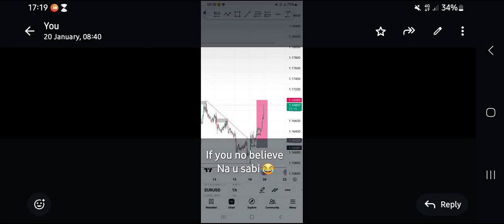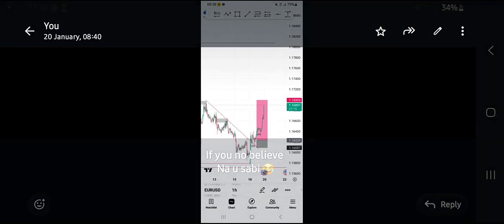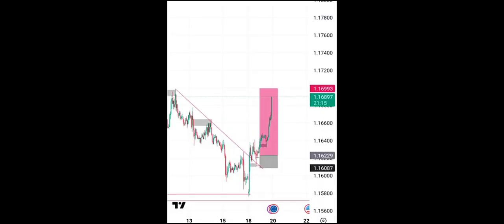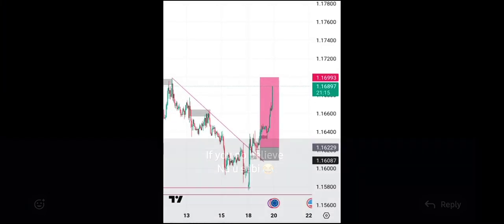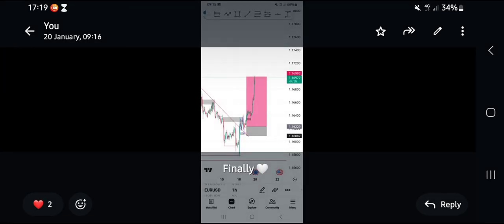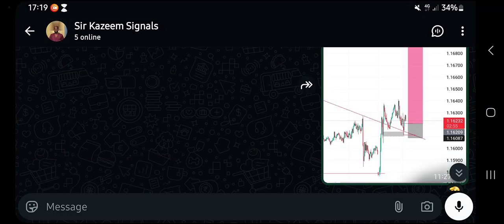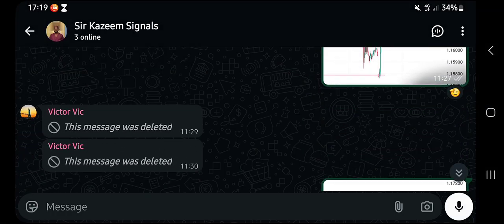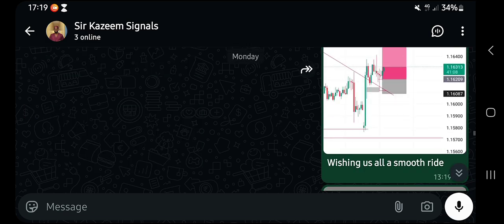So you see, I was just joking that if you don't believe now, you sabi, just cruise, right? You see it's almost at TP, and when it hits, can you see? Finally, that hit TP, right? So that was how we were able to milk that one.